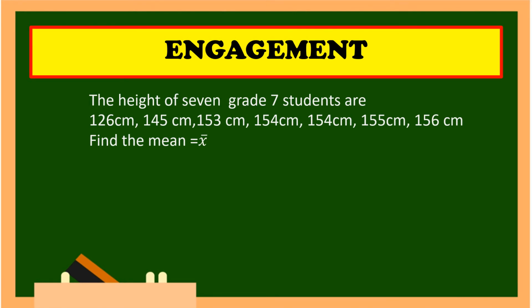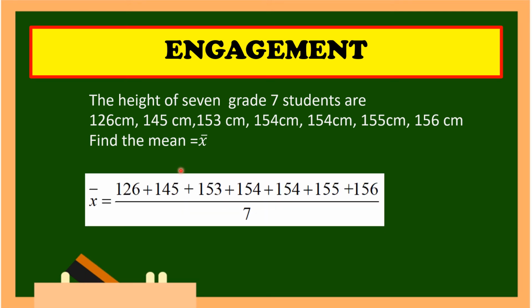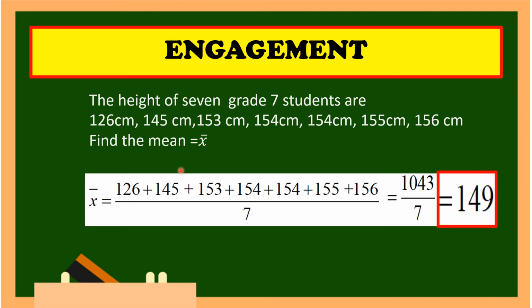The heights of grade 7 students are 126 centimeters, 145 centimeters, 153 centimeters, 154 centimeters, 154 centimeters, 155 centimeters, 156 centimeters. Find the mean. So how do we find the mean? That is summation of x over n. We need to find the sum of all the scores. So, what is summation of x? That is 1043. That is divided by 7. So, our mean is 149.